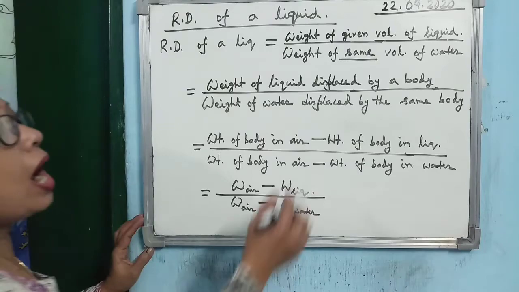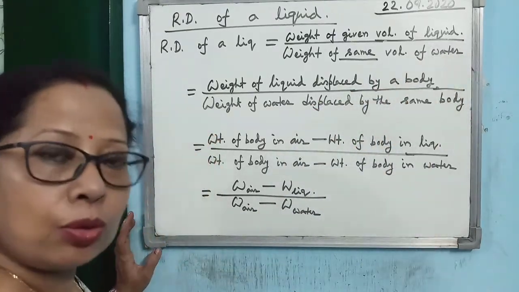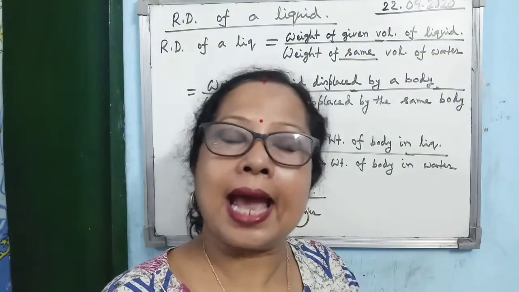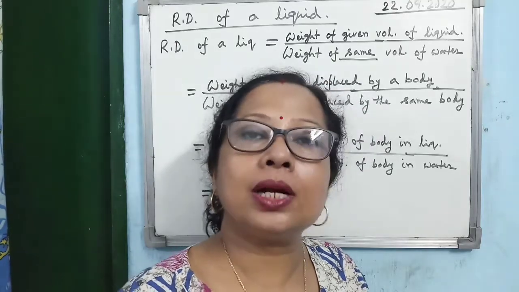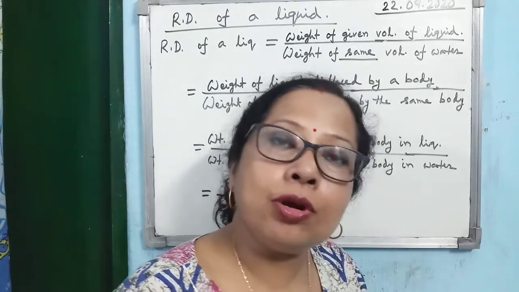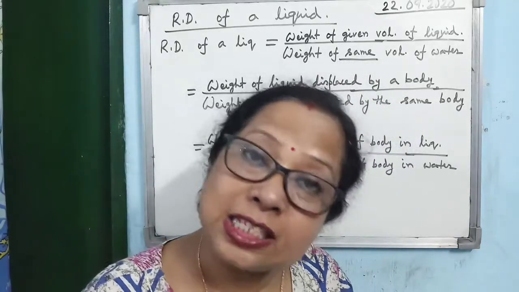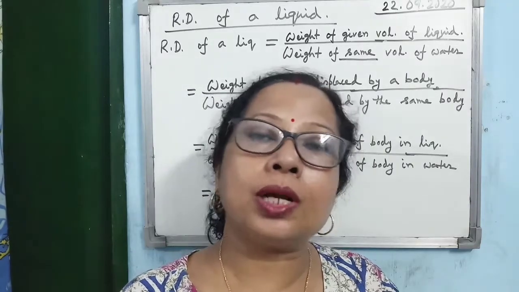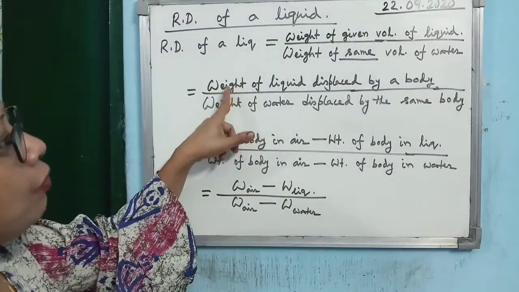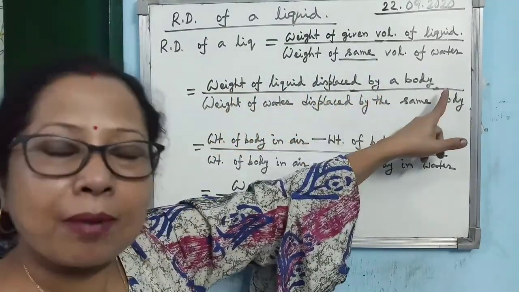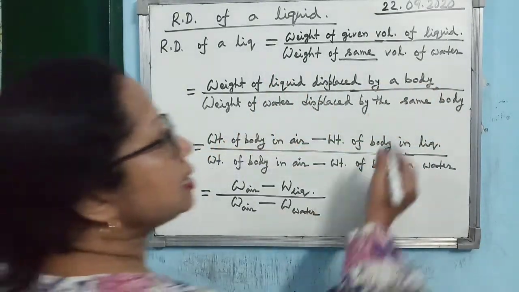Now, how can one make the volume of the liquid and the volume of water the same? If you take a body and immerse it inside the liquid, it will displace liquid equal to the volume of the body. Now, if you immerse the same body in water, the body again displaces water whose volume is equal to the volume of the body itself. So you can write it as weight of the liquid displaced by a body divided by weight of water displaced by the same body.